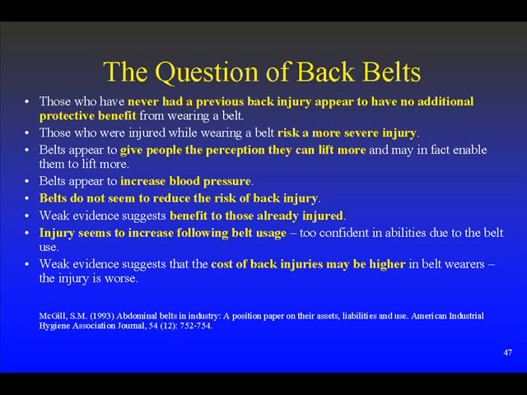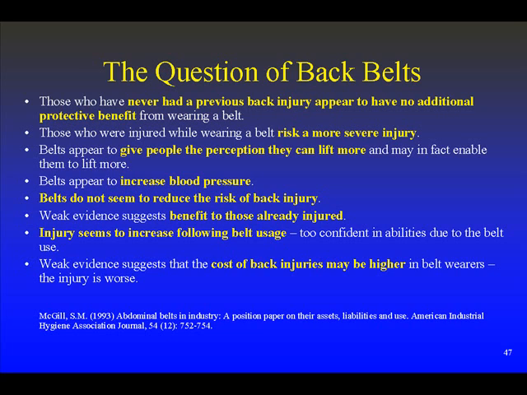Belts appear to give people the perception that they can lift more, and in fact may enable them to lift more, which causes increased injury rates. Number 4. Belts appear to increase blood pressure by increasing intra-abdominal pressures. Number 5. Belts do not seem to reduce the risk of back injury. Number 6. There is only weak evidence suggesting benefit to those already injured. Number 7. Injuries increase with belt usage, probably because we get too confident in our abilities due to the belt.